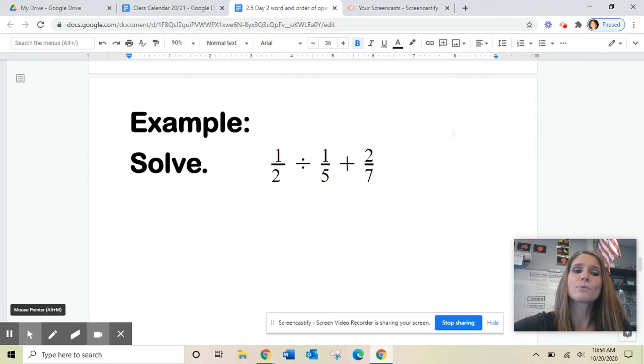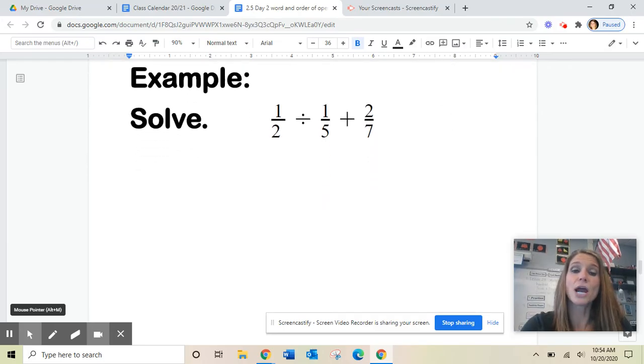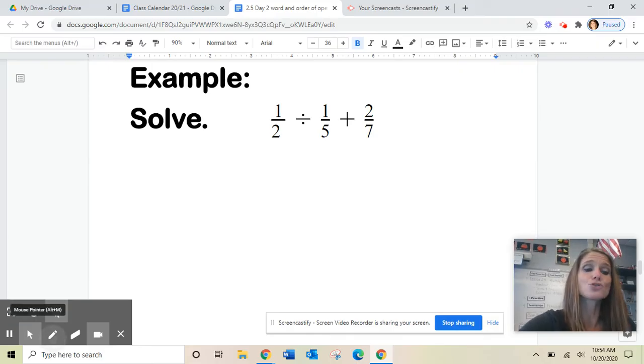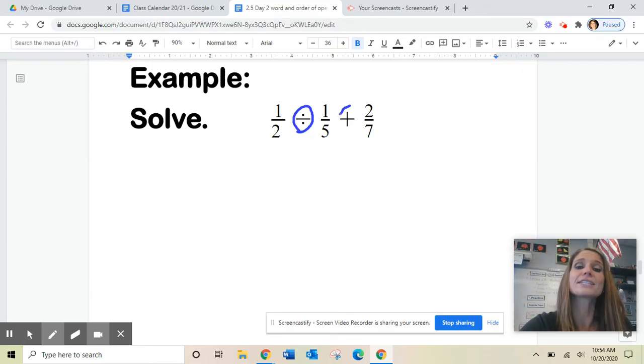So I'll walk you through one here, and then we'll give you a chance to try one yourself. First thing I notice on my expression is that I have 2 operations. I have division, and I have addition. And when I look at this problem, I have no parentheses and I have no exponents. The step 3 would be divide. So I'm focusing on this part of my problem first.